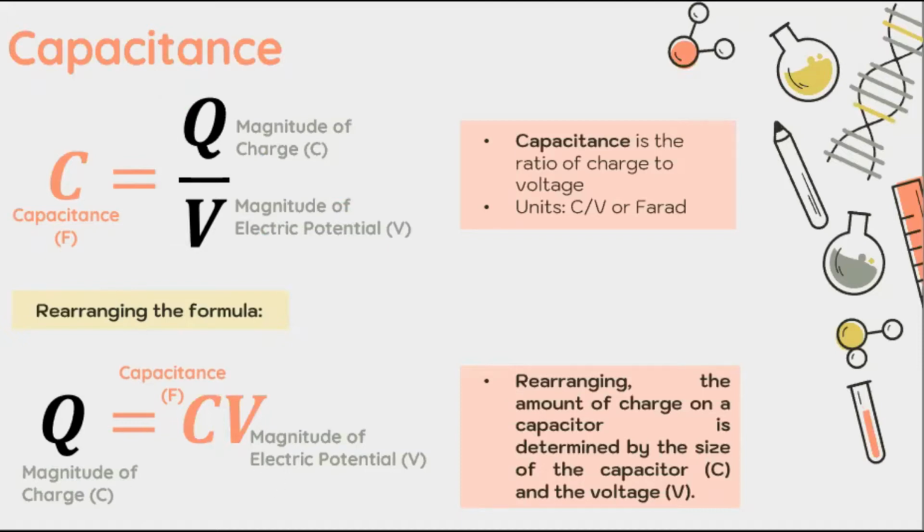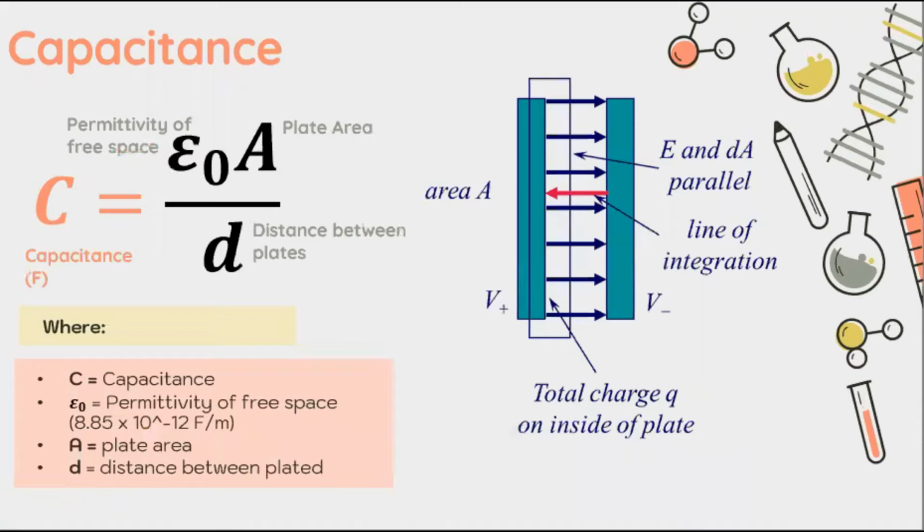In terms of a capacitor with different types of dielectric, mathematically, we use the expression C equals epsilon naught multiplied by A divided by D, where epsilon naught is our permittivity of free space, which is equal to 8.85 times 10 raised to negative 12. A is our plate area, and D is the distance between our plates.